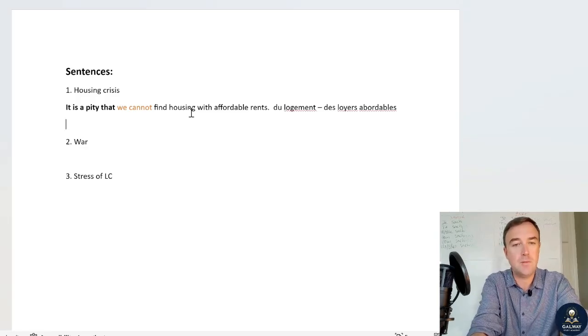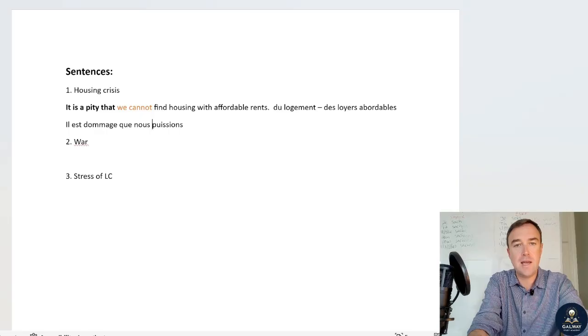Okay, so let's see what you came up with. So it's a pity that is il est dommage que. Now, when it comes to writing something in the negative, I always say put it into the positive first. So it's the verb pouvoir. I want to say we can. So that's going to be nous, and then we have puis, and I'm going to add ions. So il est dommage que nous puissions.